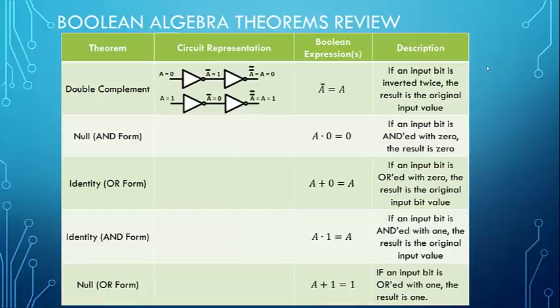We have the null law in the and form, meaning if we and something with 0, we'll get a 0. We knew that from our truth table. And if you get stuck on any of these, always remember to go back to your basic truth tables because they will help clarify things. But the and form of the null law should be fairly intuitive because anding with 0 is 0 and multiplying with 0 is 0.